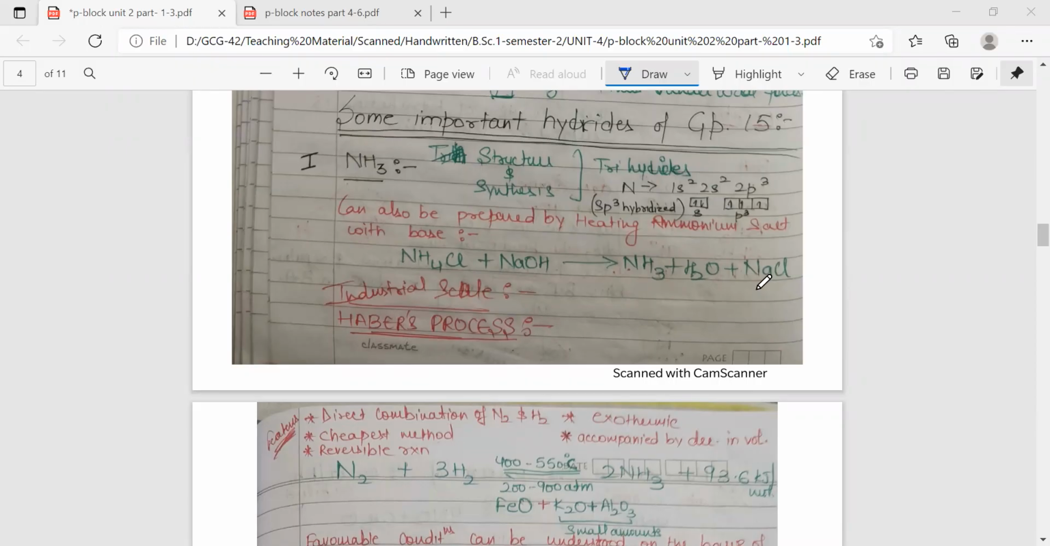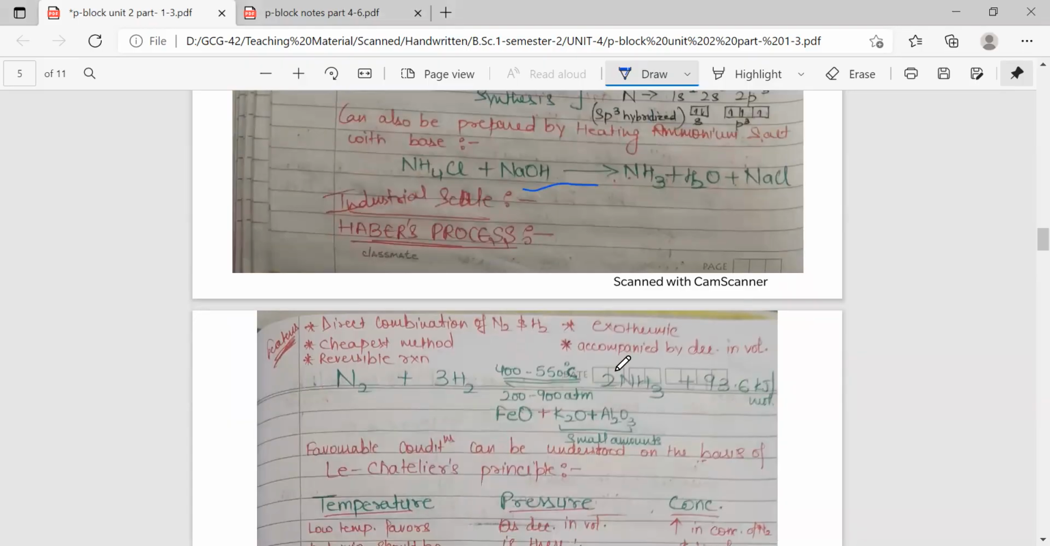First one is ammonia. The structure of ammonia and its synthesis, we have already discussed in our previous video. In case of ammonia, nitrogen has the outer electronic configuration of 2s2 2p3. So here nitrogen is sp3 hybridized. For the preparation of ammonia, it can be prepared by the treatment of ammonium chloride with sodium hydroxide. We'll get the formation of ammonia.